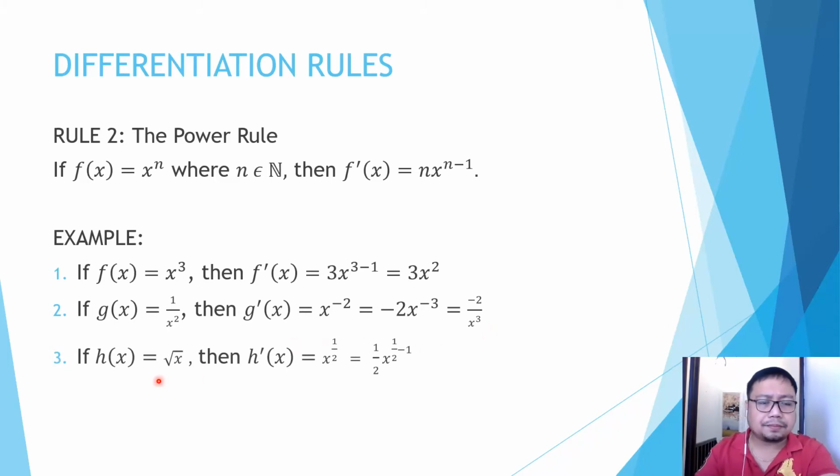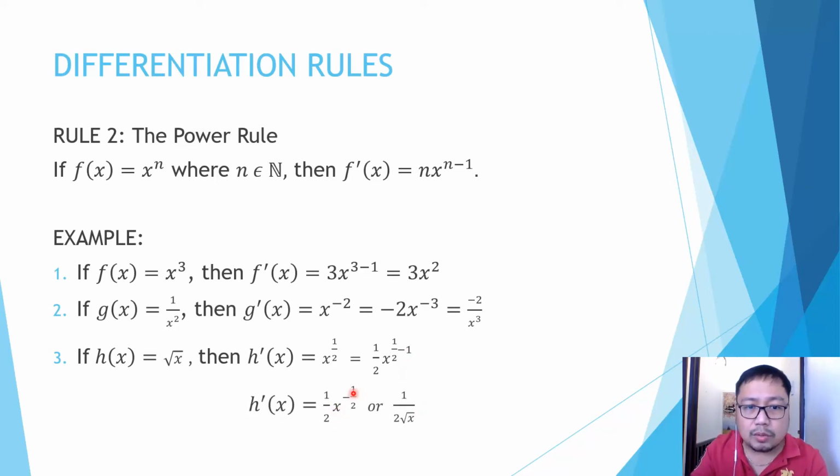And number 3, if h of x equals root of x, then the derivative of the function equals, again, we change our problem into exponential form, like in number 2. Since our rule is the power rule, change it to exponential. So this will become x to the power 1 half. Then 1 half will go down here. That gives you 1 over 2 times x to the power 1 half less 1. Always less 1. Okay? So what is 1 half minus 1? 1 half minus 1 equals negative 1 half. So our answer is 1 half x to the power negative 1 half. To make your negative exponent positive, just bring it down. And that is equal to 1 over 2 x to the power 1 half.